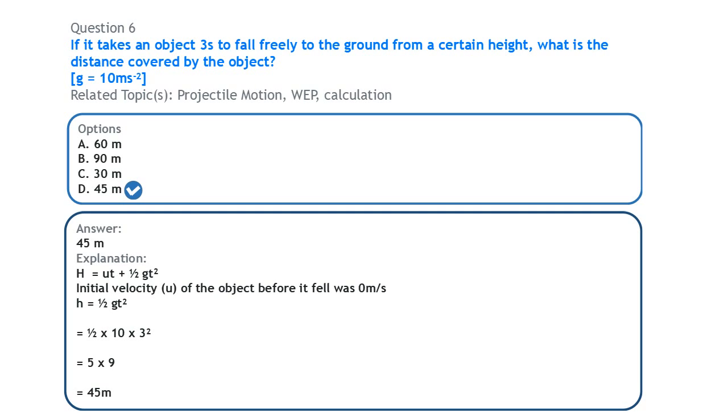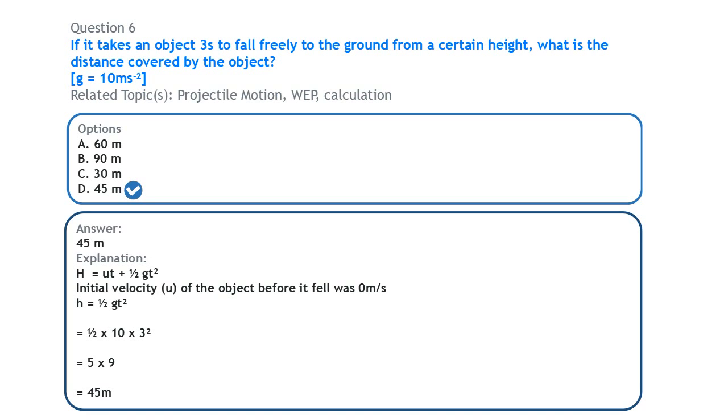Why? Because this body that is falling freely to the ground is falling under gravity. Basically, it's under the influence of gravity, meaning that the acceleration of that body towards the ground is going to be the acceleration due to gravity. So instead of using the regular acceleration A, we simply use G here, because that body is moving under gravity.